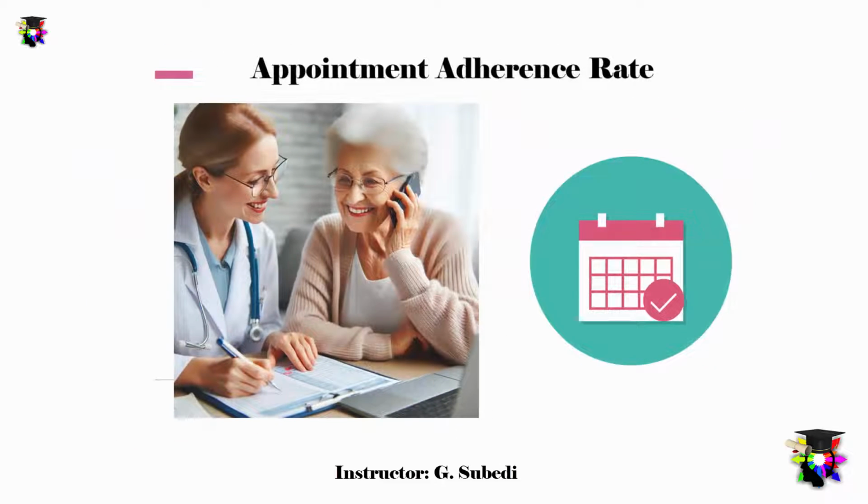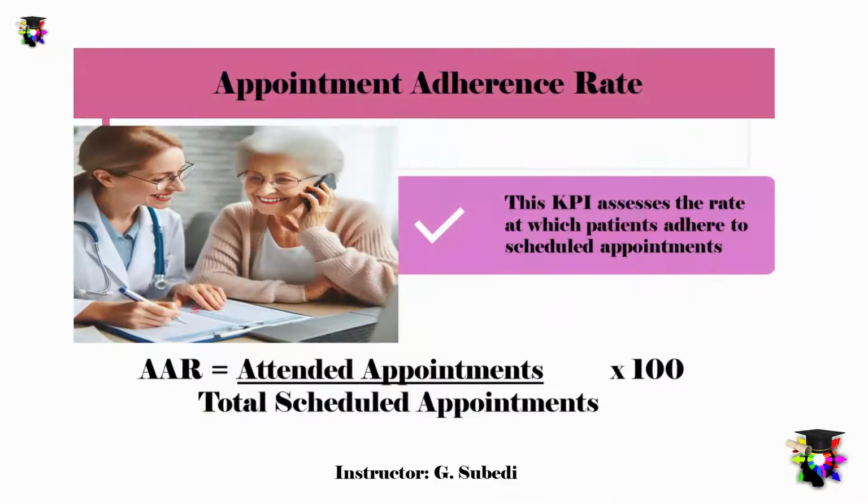Another important KPI is appointment adherence rate. This KPI assesses the rate at which the patients adhere to the scheduled appointments. We calculate it by dividing the number of attended appointments by the number of scheduled appointments. This KPI thus assesses the rate at which the patients adhere to the appointments.